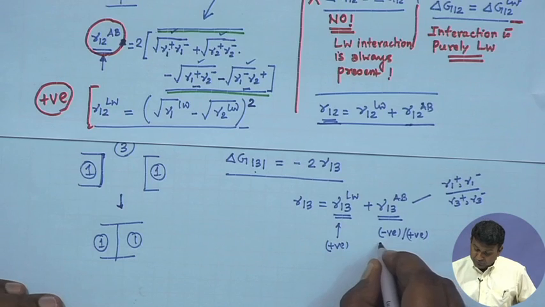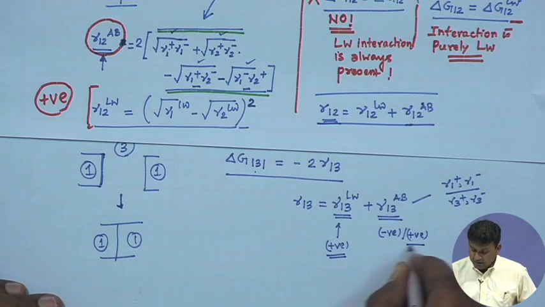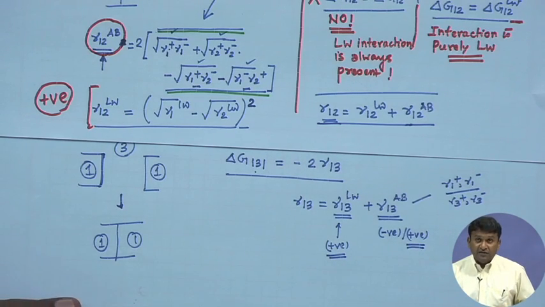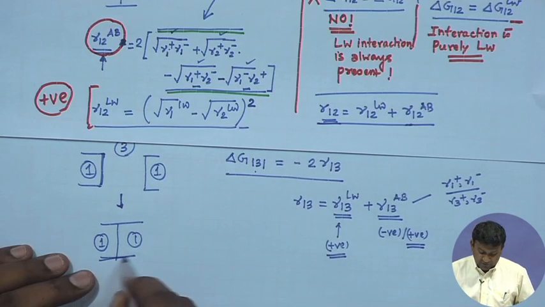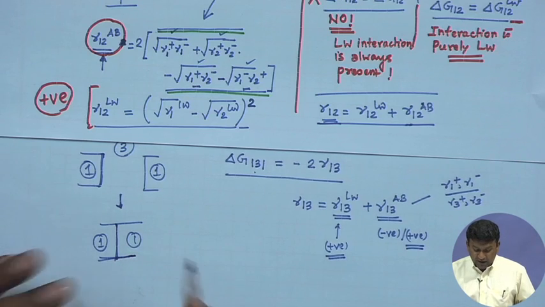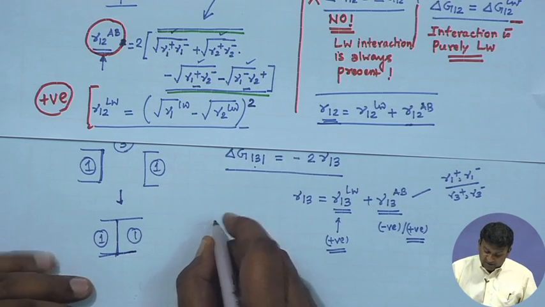Now, if both are positive, no point, the colloid is again unstable, because both the terms are positive, gamma 13 is positive, delta G 131 is negative, and therefore their adhesion is guaranteed. So, that is not an exciting situation.